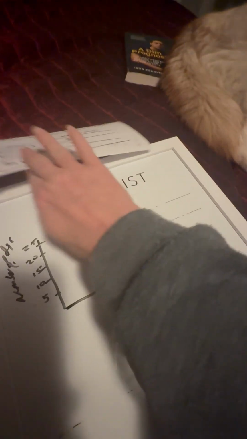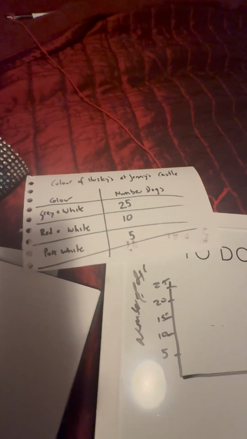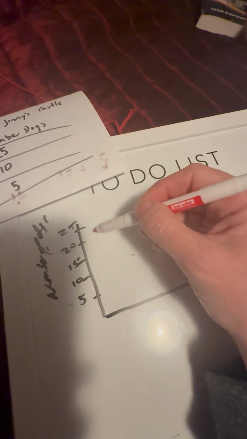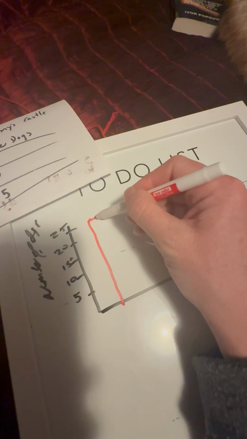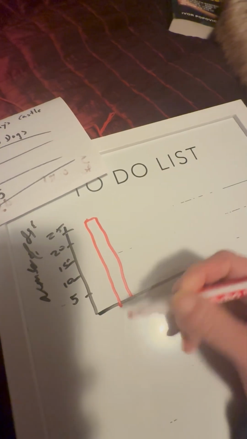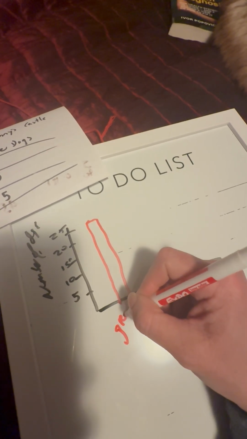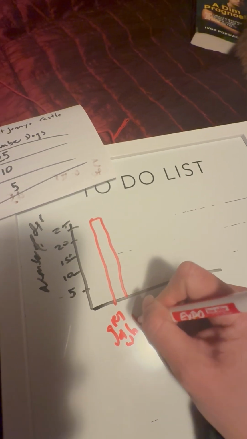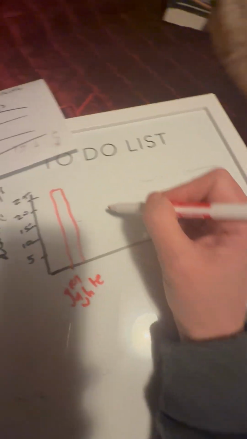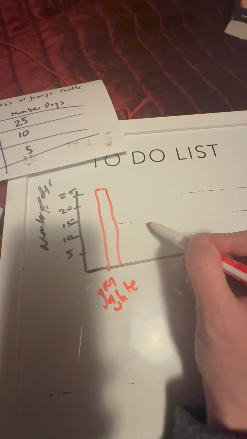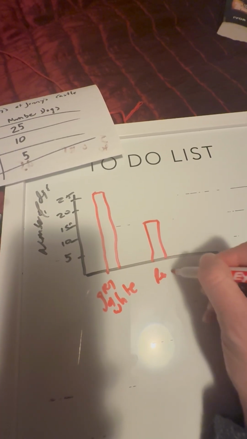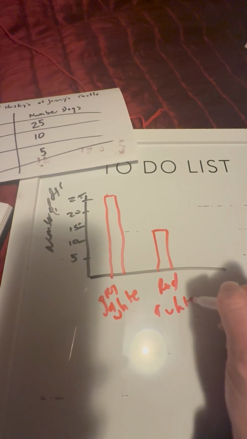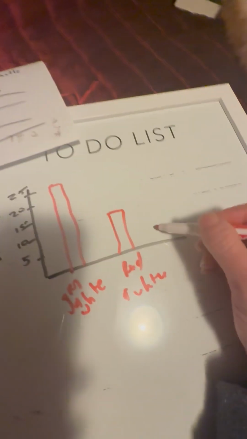And then in a bar graph, we're going to do bars. So we've got 25 grey and white huskies. Kind of 25, draw a bar. And that is grey and white. Red and white, 10. So it's 10. Reds and whites. And our last one is pure white, 5.